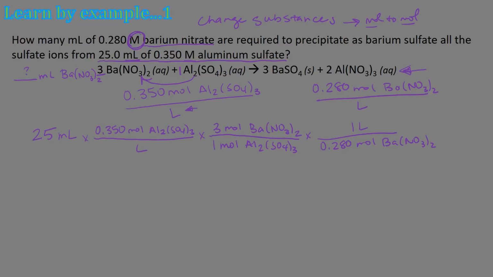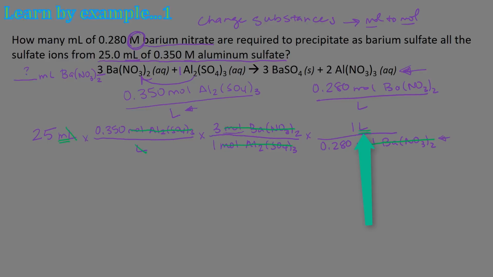So I had to flip this one over right here because I wanted to cancel out moles of barium nitrate here, right? So you still have to cancel out your units the same way, and moles of barium nitrate can only be canceled by moles of barium nitrate, all right? So when I go to cancel out my units, liters cancel, moles of aluminum sulfate cancel, moles of barium nitrate cancel, and I'm left with milliliters.